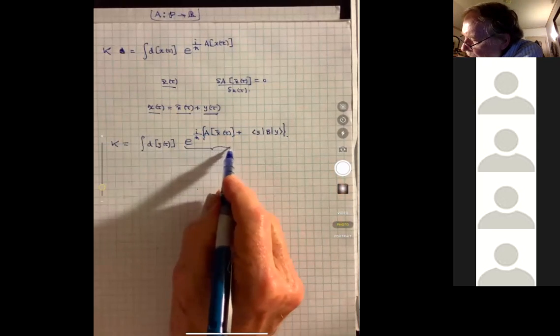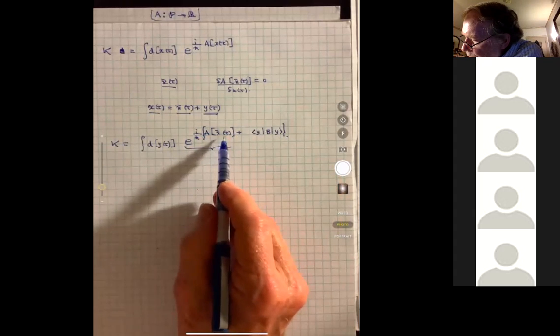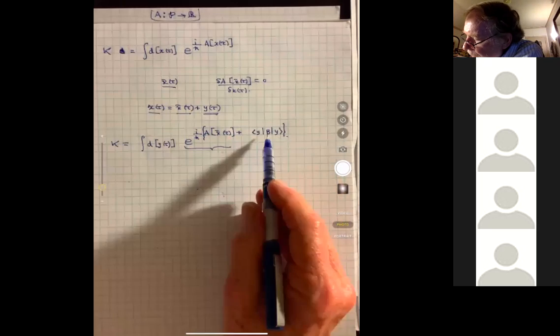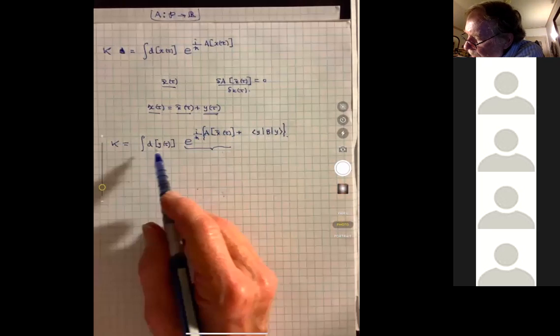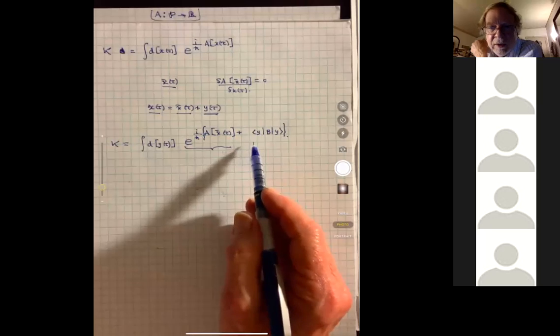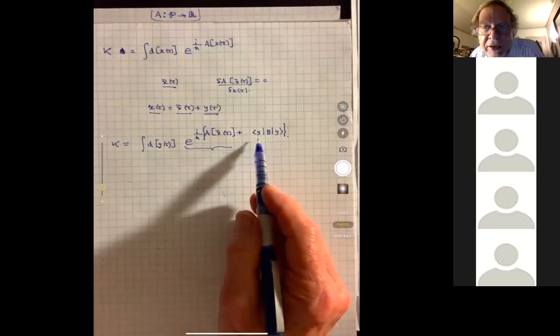This first phase factor involves the classical path, which is independent of y. So it can be taken out of the integral. Then what's left is, as you can see, a Gaussian integral. It's a huge Gaussian integral, in an infinite number of dimensions. It's a Gaussian integral in the variations about the classical path.